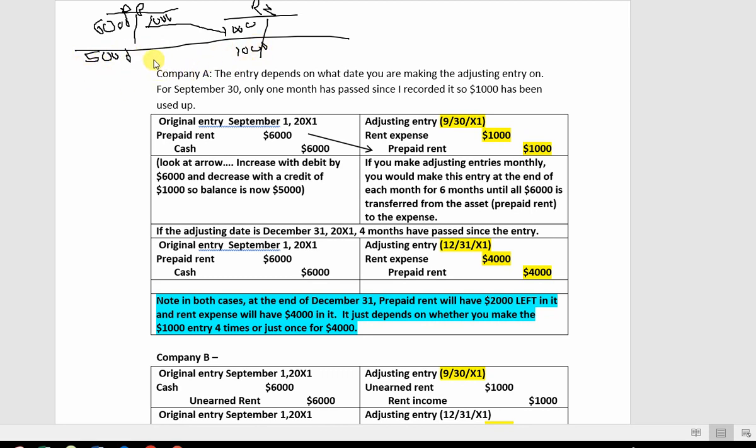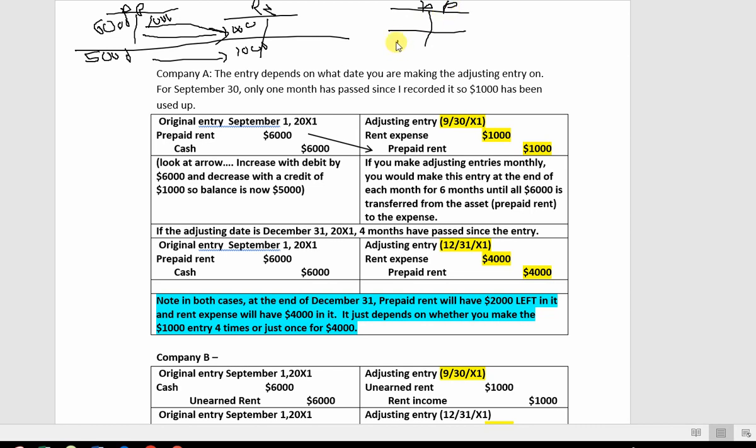At the end of the next month, I take another 1,000 out of there, so there'll be 4,000 in here and 2,000 in here. At the next month, I'll take another 1,000 out. At the next month, I'll take another 1,000 out. So eventually all $6,000 is moved to rent expense. By December 31st, I have taken out 4 months.